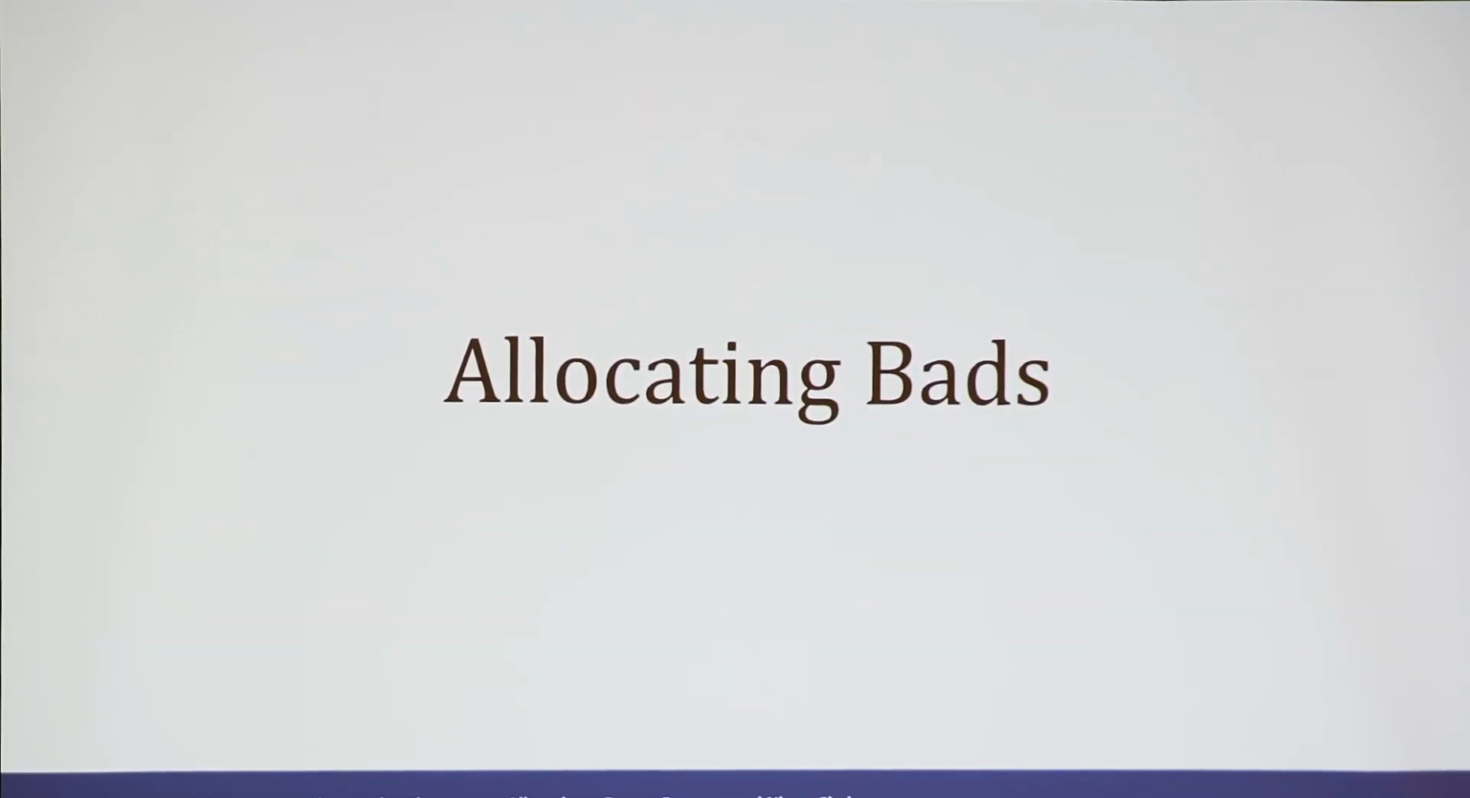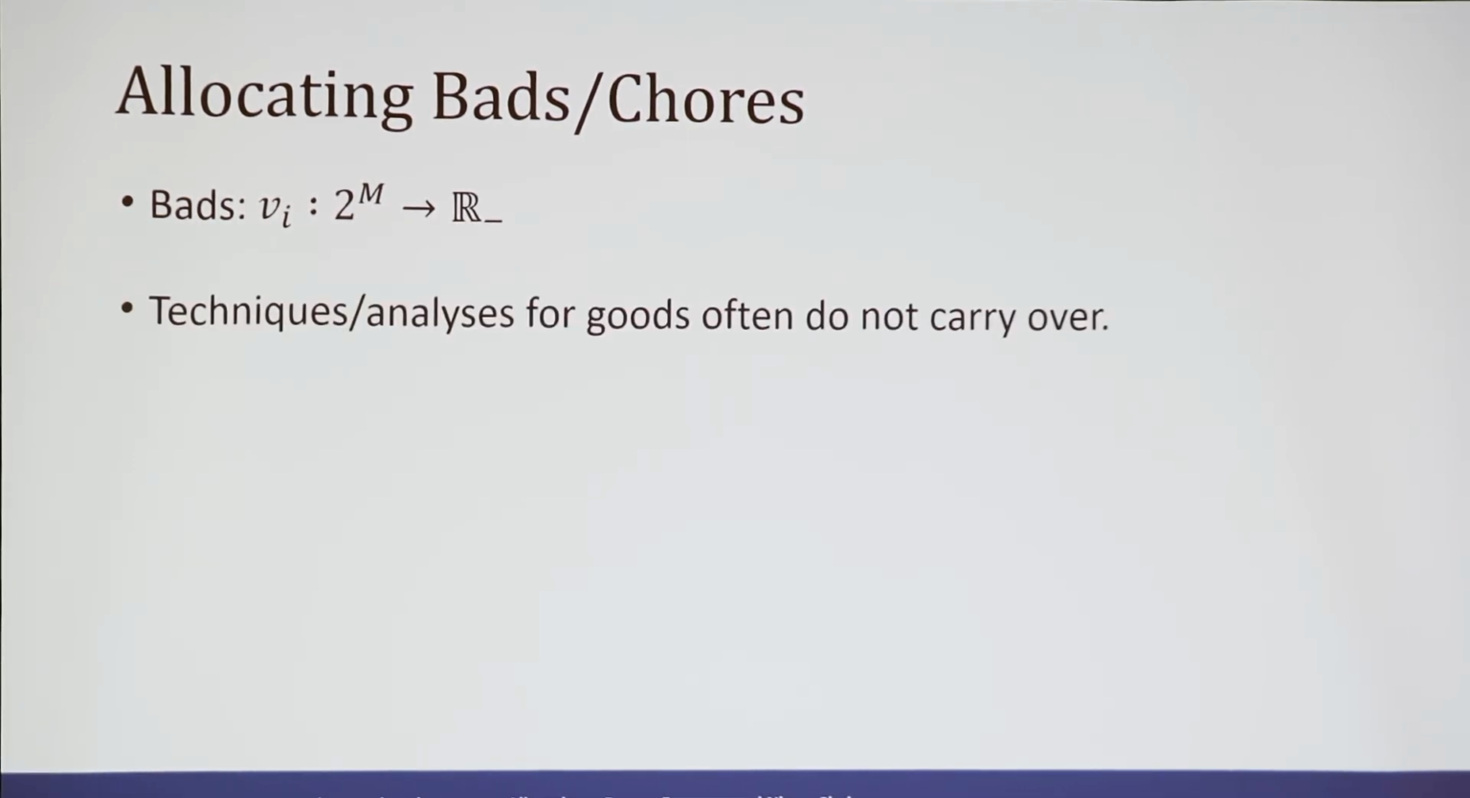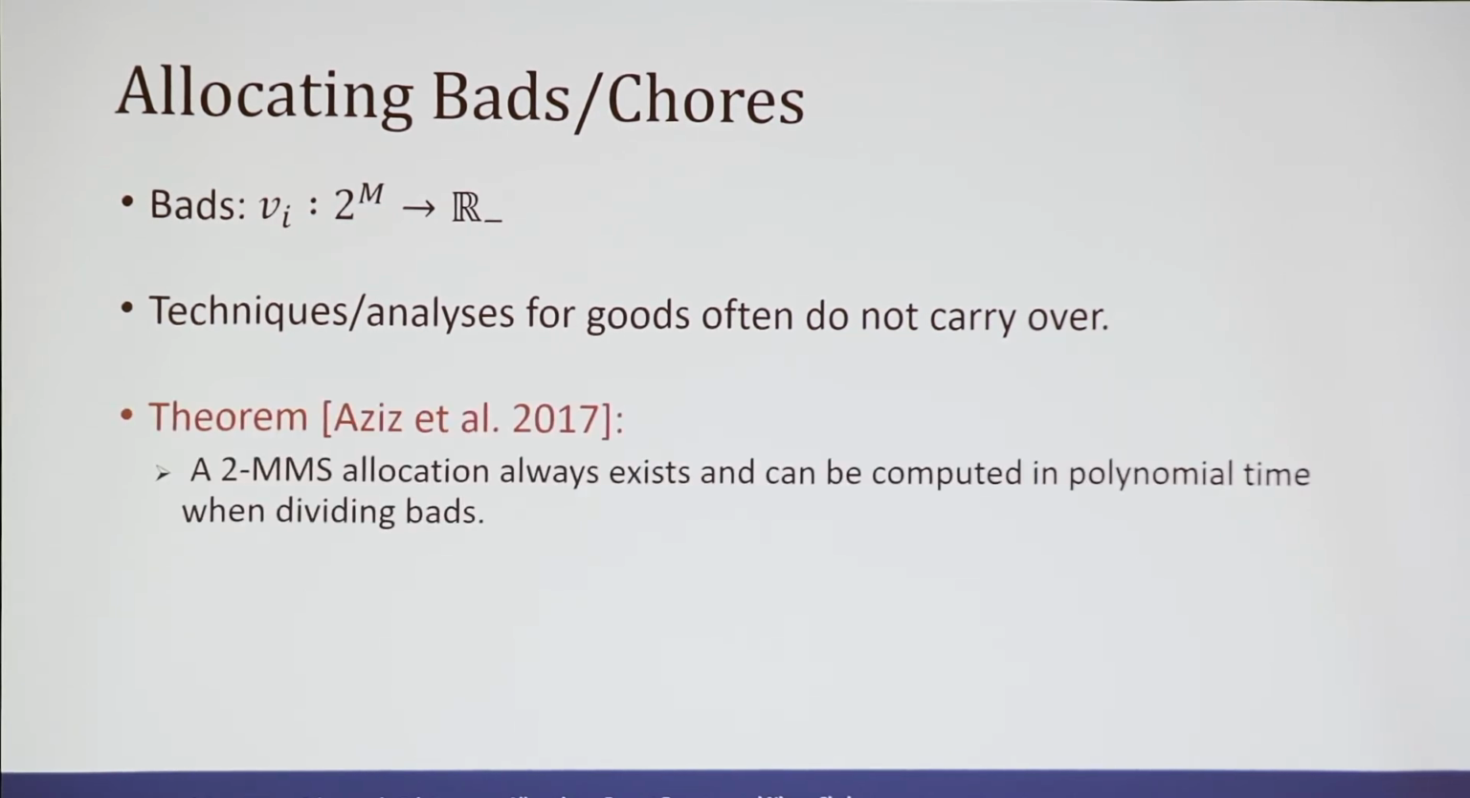Okay, now let's move on to talking about allocating bads. So bads, as they were before, are going to be items where our valuation function now maps into non-positive numbers. Okay, so it's often the case that techniques and analyses that we use for goods don't carry over to this setting. Sometimes they do with modification, sometimes they just don't seem to work. And we really don't know much about the bad setting. So all I can give you is kind of a smattering of just a few results.